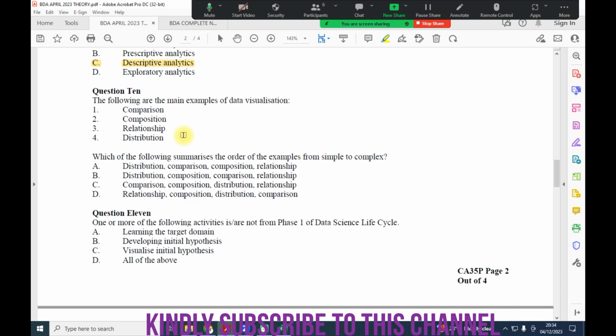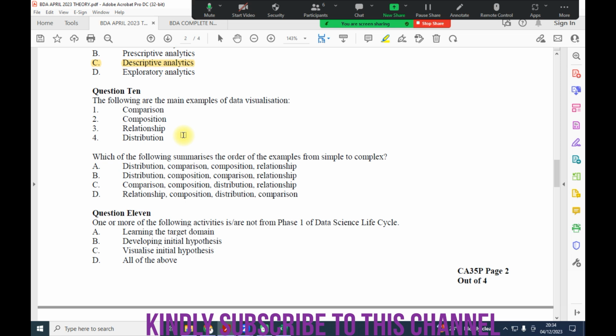Number 10, the following are the main examples of data visualization, and here we have 4 of them. Remember, in total there are normally 5, even the trend. We have the comparison, the composition, the relationship, and the distribution. You can remember the previous question we had the same, I think it was in question number 19, the one for August. So comparison, composition, relationship, and distribution.